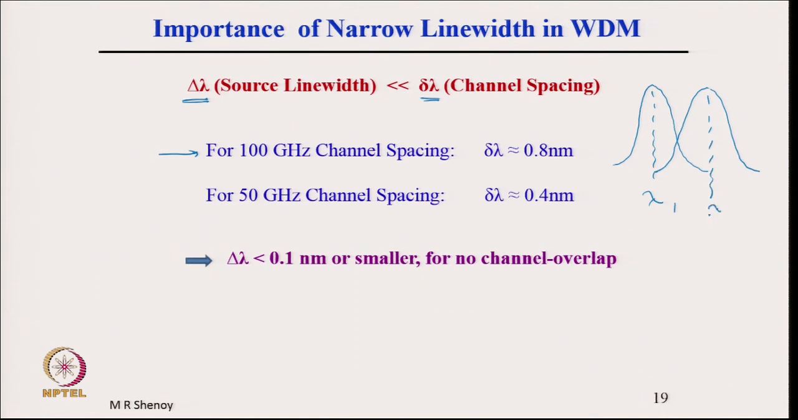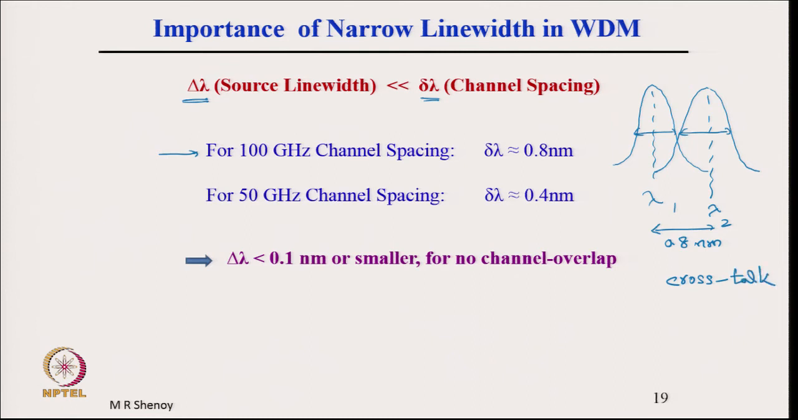So, this is lambda 2. Of course, this separation is 0.8 nanometer, as per standards, but if the line width here is larger than 0.8 nanometer, then the two channels will overlap. Once they overlap, there will be crosstalk between these channels. When the channels overlap, this will lead to crosstalk.